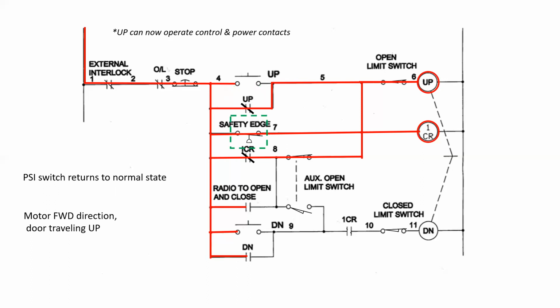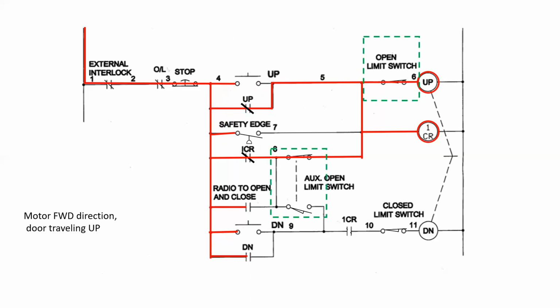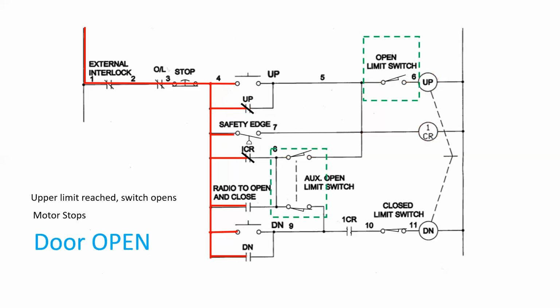Now the pressure switch will return to its normal state as we move up, but that won't make any difference to the operation of the motor, which will continue to operate until eventually we reach the top of the doorway and the open limit switch opens and de-energizes the circuit.